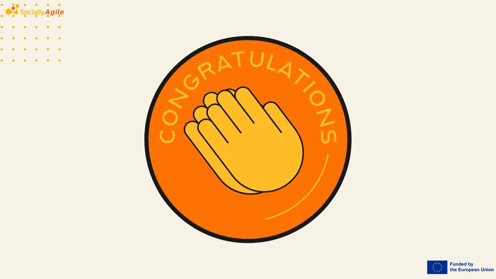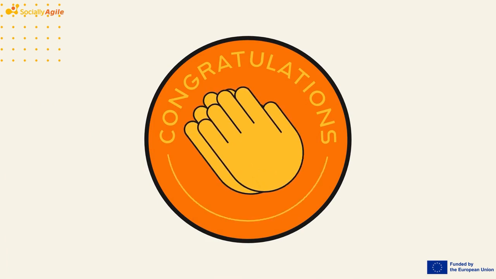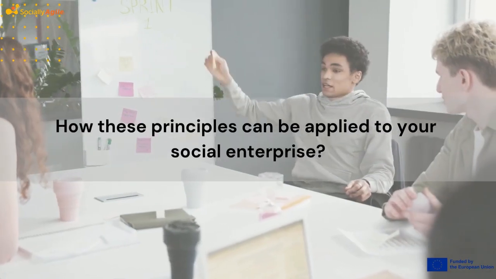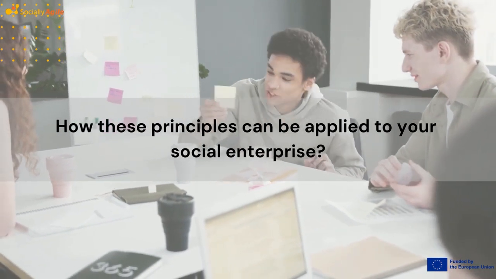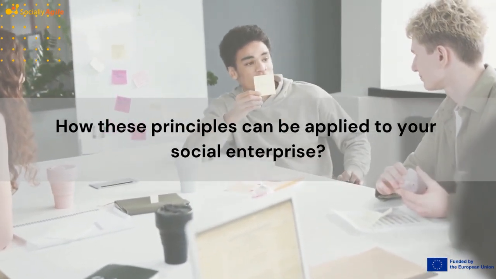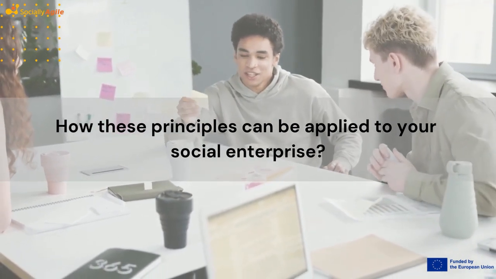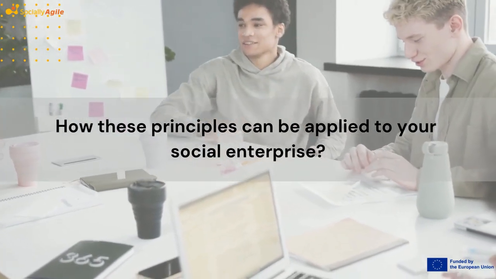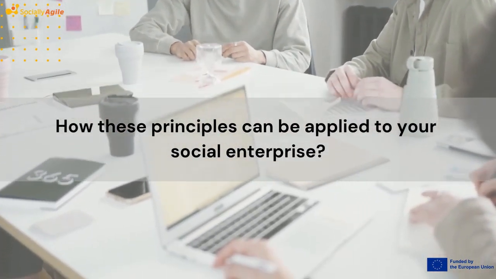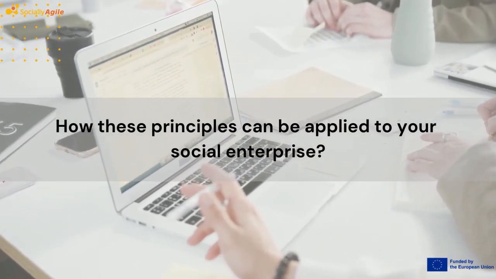Congratulations! You've delved deep into the world of Agile principles, frameworks, and mindset. Now, it's time to reflect on how these newfound insights will reshape the future of your social enterprise. As you consider the Agile principles of adaptability, collaboration, and continuous improvement, think about how these principles can be applied to your social enterprise. How might Agile frameworks like Scrum or Kanban help you streamline your projects and better serve your community? How can fostering an Agile mindset lead to more effective communication?